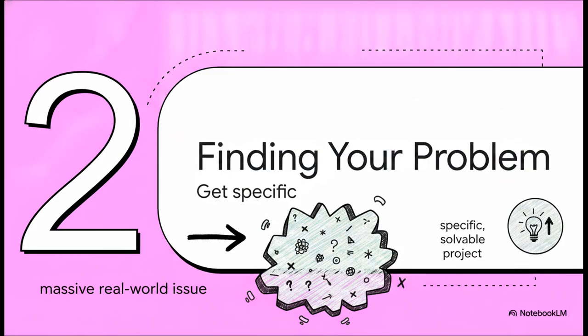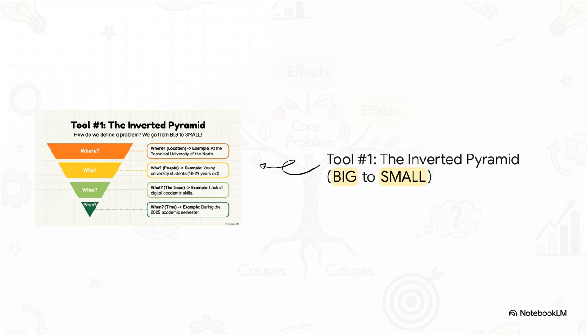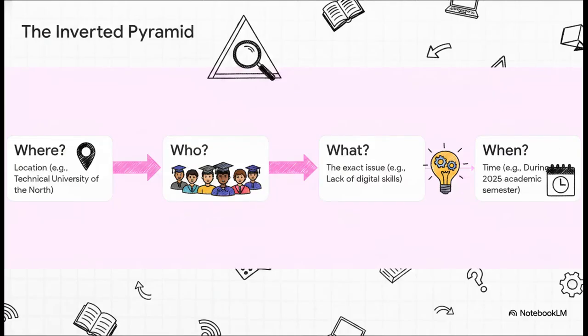Moving right along to step 2, finding your specific problem. So you have this massive real-world issue, right? But you need to shrink it down into a highly specific solvable project. Enter tool number 1, the inverted pyramid. This is exactly how we filter a giant, abstract idea down into a really small, concrete problem. You do this by answering 4 really simple questions.